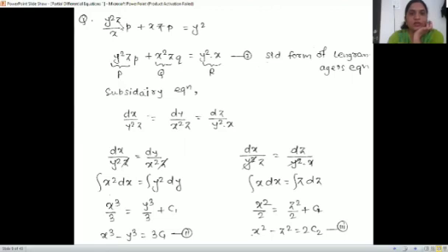Okay, this is the equation given to you. y square z p plus x z q is equal to y square. So we'll try to write the equation in standard form, that is Pp plus Qq equal to R. It is also already in standard form, but we'll try to make it easier, so we'll multiply by x throughout. So we get y square z p x plus x square z q is equal to y square x.